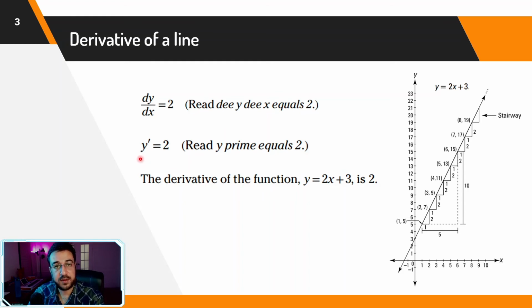Another representation for the derivative is y prime equals 2. We call it y apostrophe, or y prime, equals 2. Y prime exactly means dy over dx. Now, the derivative of the function y equals 2x plus 3, which is represented in this graph, equals 2. We will learn easier ways to find the derivative, but that's the graphical way of finding it. You draw the function on the xy axis and you find the slope at any given point for that function, as long as it's a linear function.